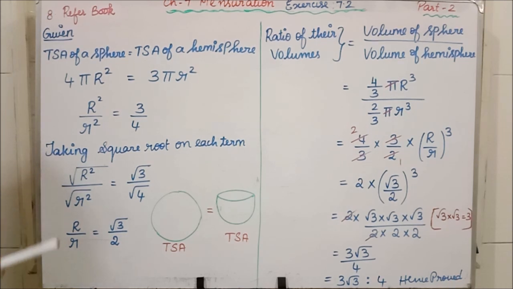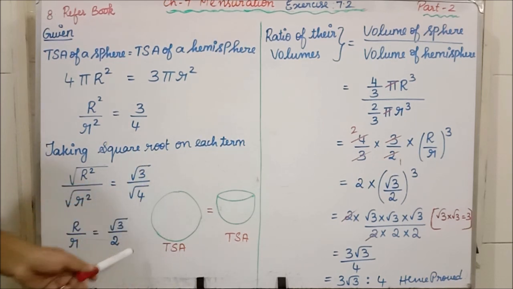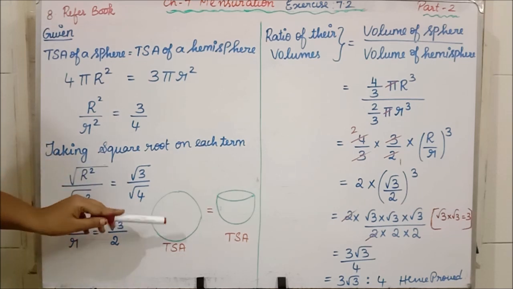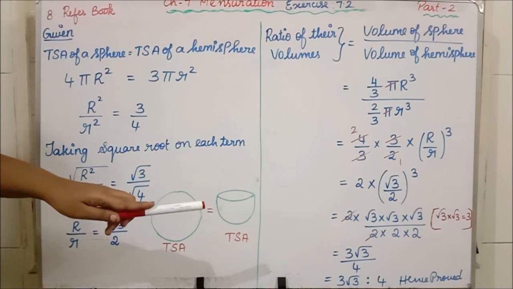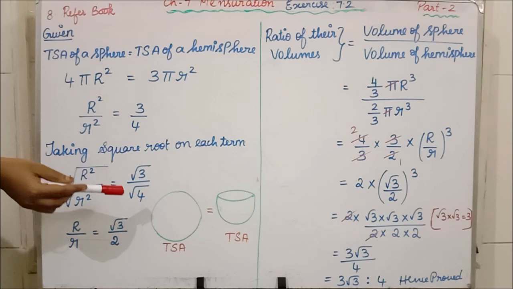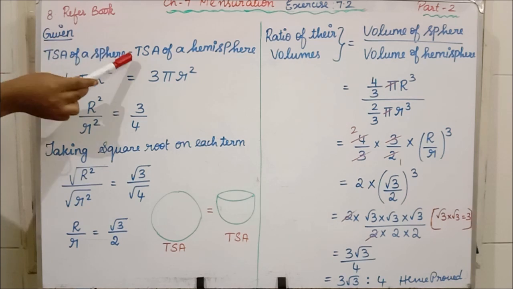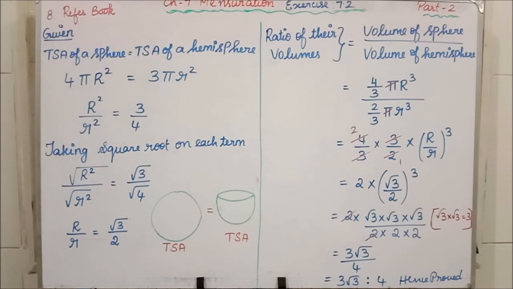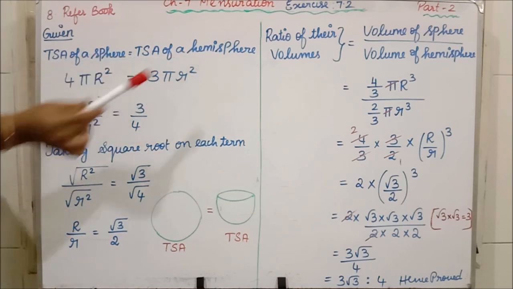They have given a solid sphere and solid hemisphere have equal total surface area. We have to prove that the volume of the sphere divided by the volume of the hemisphere, the ratio will be 3 root 3 is to 4. We have to prove like that. Can you understand it? Yes. Since in the question they are saying TSA of the sphere and TSA of the hemisphere are equal, I have written TSA of a sphere is equal to TSA of a hemisphere. TSA of a sphere formula is 4 pi r square. TSA of hemisphere formula is 3 pi r square.